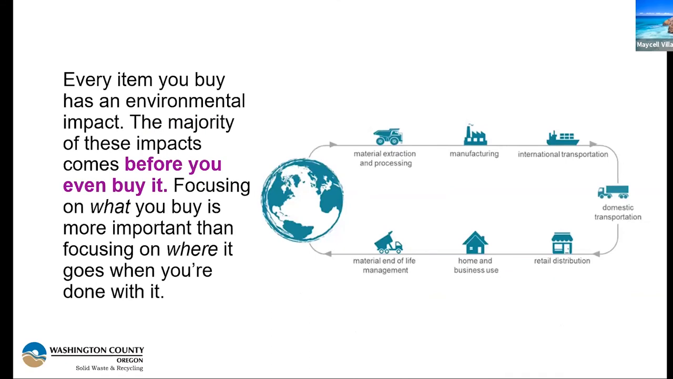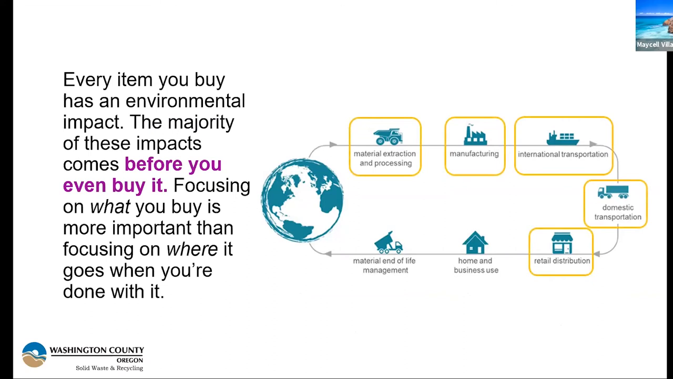Next. Every item you buy has an environmental impact. The majority of these impacts come before you even buy it, which are the steps circled in yellow in this graphic, all of which impact that product's environmental footprint. The solutions we need involve how we manage discards, but also how we buy, how we use stuff, how businesses design and make and sell stuff. That's a lot harder to do, but if we want a healthy environment, we don't have any choice but to look at these bigger issues.